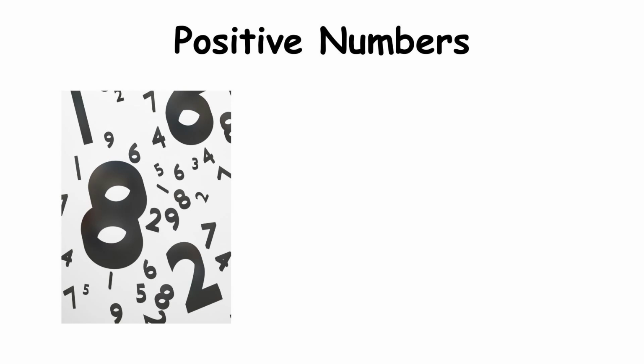Positive numbers are defined as any numbers that are greater than 0. They represent quantities that have a value above the neutral point of 0. Common examples of positive numbers include 1, the smallest positive integer; 5, a common example used in basic counting.